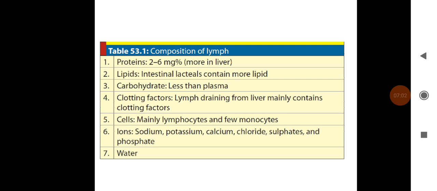So this is the composition of the chyle. It has proteins of concentration 2 to 6 milligram percent. It is more in case of liver. It has lipid derived from intestinal lacteals. Carbohydrates, compared to plasma, are less. It has clotting factors, because lymph drains from the liver, so that is why it contains more amount of clotting factors. The cells are mainly lymphocytes and few monocytes, ions like sodium, potassium, calcium, chloride, phosphate, and water.